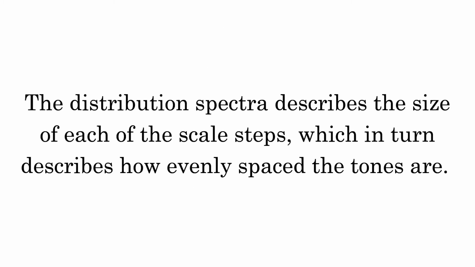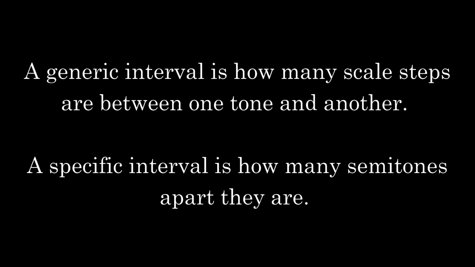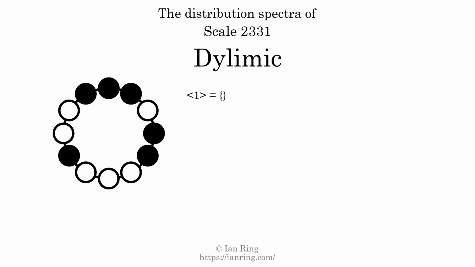Here, the distribution spectra describes the size of each of the scale steps, which in turn describes how evenly spaced the tones are. A generic interval is how many scale steps are between one tone and another. A specific interval is how many semitones apart they are. The generic interval of one scale step comes in 4 different specific interval sizes. 1 semitone, 2 semitones, 3 semitones, and 4 semitones.